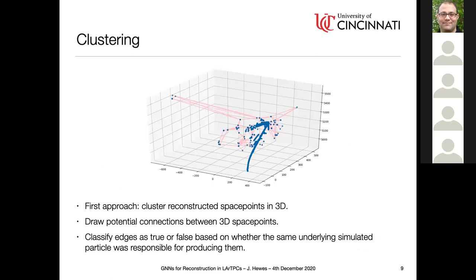So the very first thing we tried to do was some kind of clustering technique where we would cluster these reconstructed space points in 3D. You draw these potential connections between the 3D space points. So you can see here, the space points are in blue, the potential edges we draw are in pink. And the idea behind this was that we could define some kind of ground truth. We can look at the truth information to tell whether two space points came from the same true particle, define that as our ground truth, and try and train a network to figure out whether each space point came from the same particle as its neighbors and come up with some kind of clustering scheme that way.